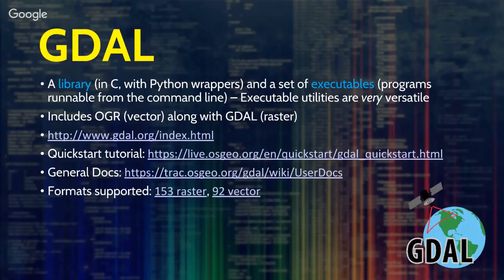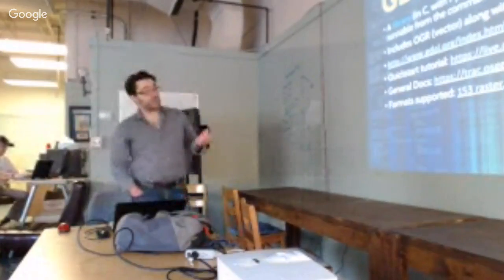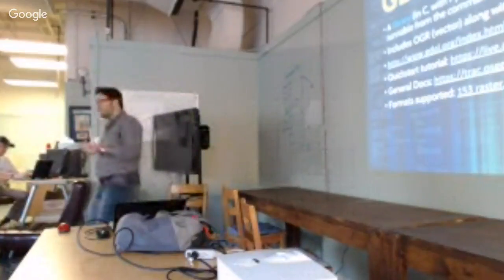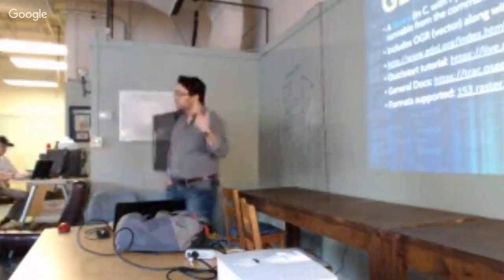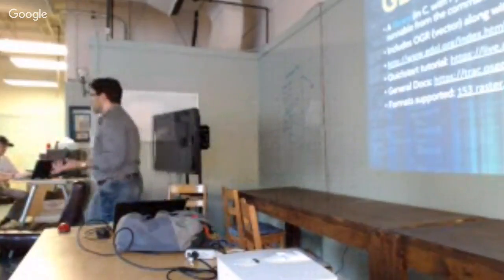Or you pay a gazillion dollars and you get a commercial GIS, that sort of thing. So GDAL is a library. I believe the original was C, it might be C++, can't remember. And there are Python wrappers that use it, so we can access it with pure Python.